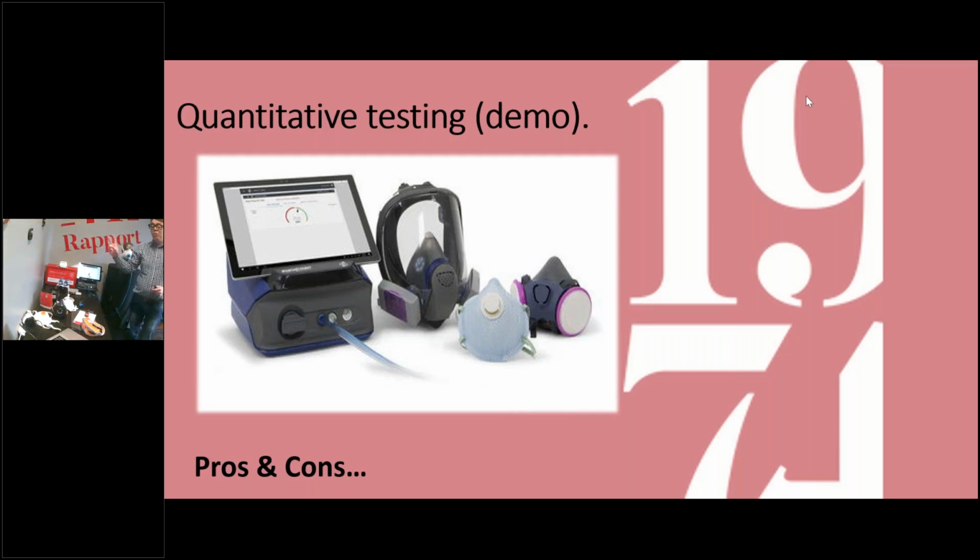We have two particle count readings. The first particle count reading is taken from here, outside of the mask. Currently, this is giving me an ambient particle count of approximately 3,500 particles per cubic centimetre of air.